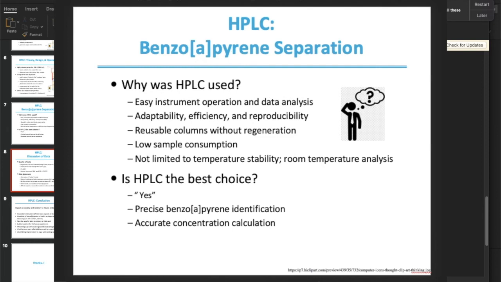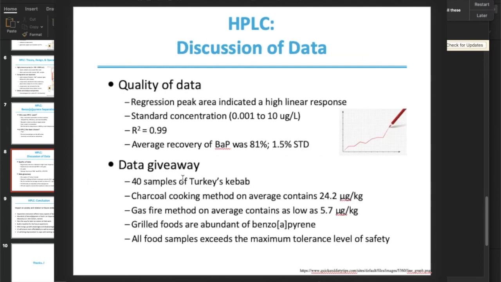Data analysis. HPLC can be said to have high reliability. In a study in which many samples have been tested, let's say like 40 samples, HPLC produced a highly linear response at a low tested concentration range. The reported R square is like 0.999, meaning that only 0.1% is error.